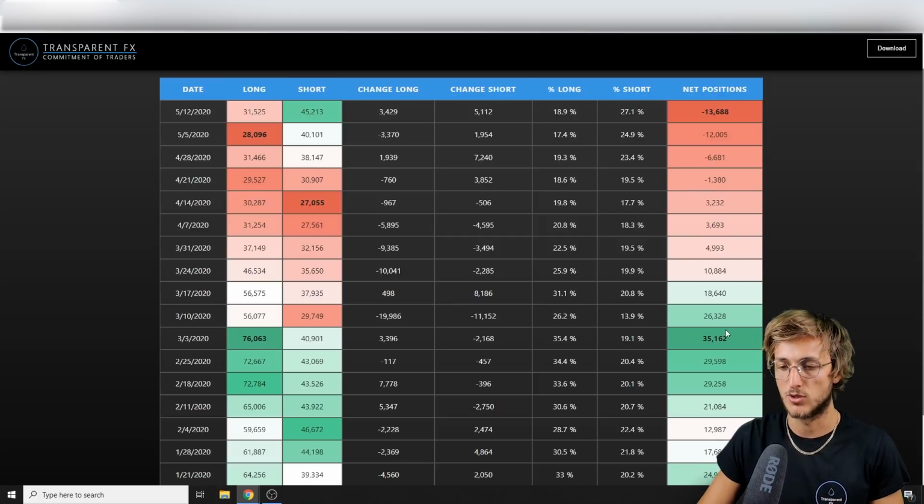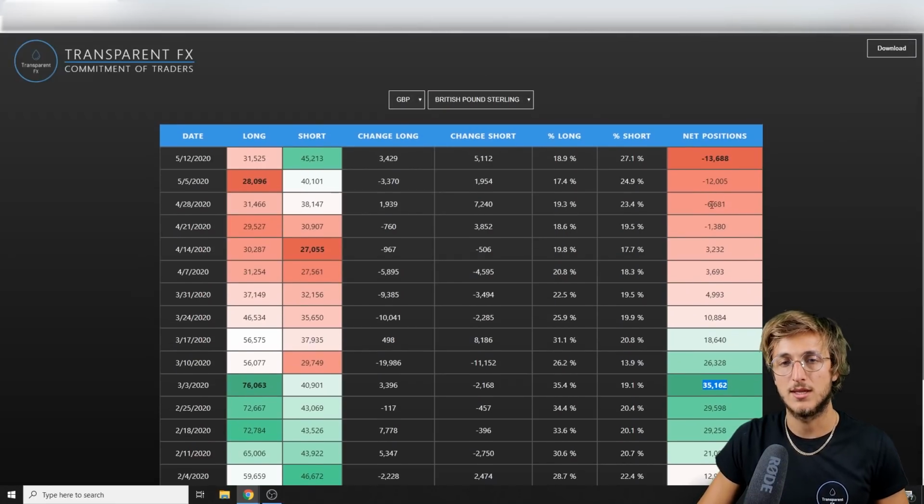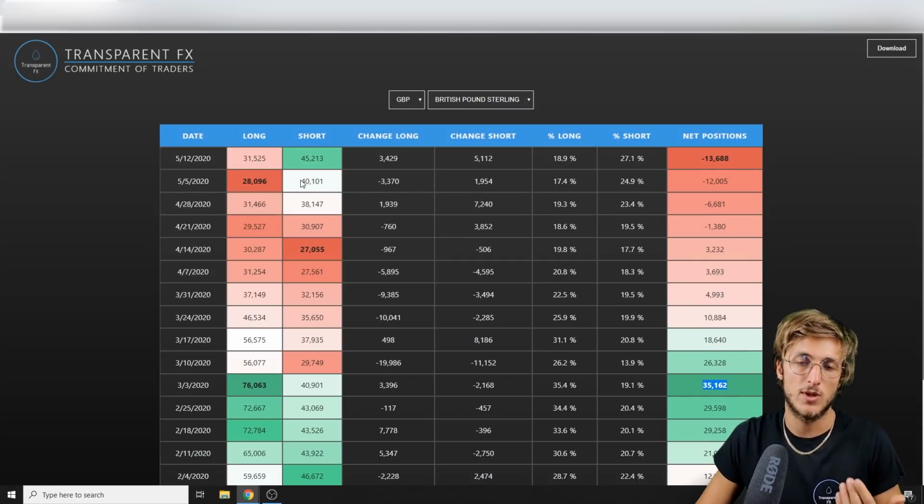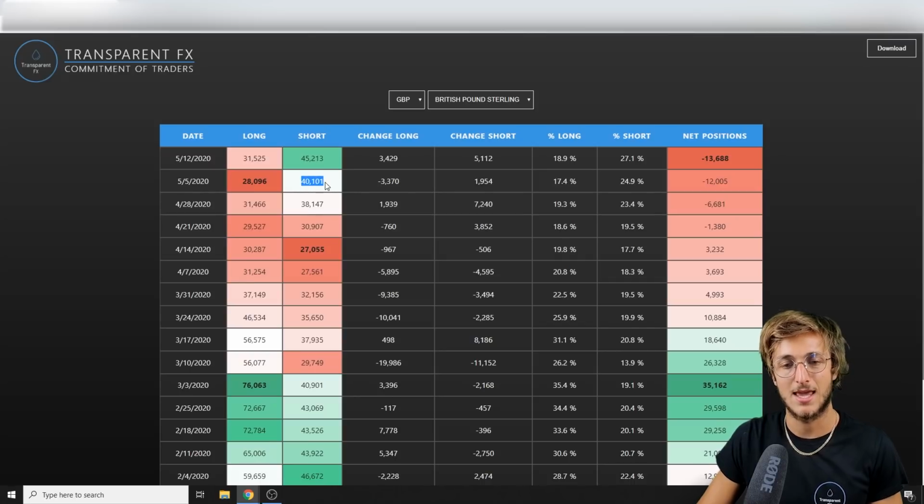How do we know that? Very simple. Look at the net positions. We went from 35k net positions all the way down to minus 12k net positions, okay? So from a situation where we had longs outweighing the shorts, we went now to a situation where shorts are outweighing the longs. In fact, what we can see currently, when we had the position, we had 40k shorts and 28k longs, and now it's even better, because now it's 45k shorts and 31k longs.